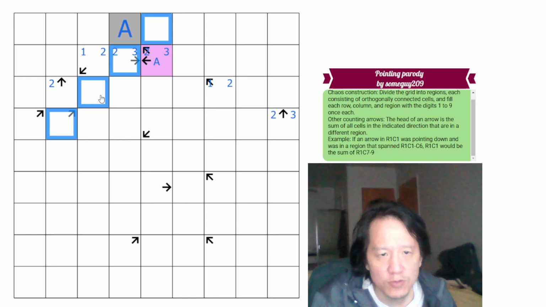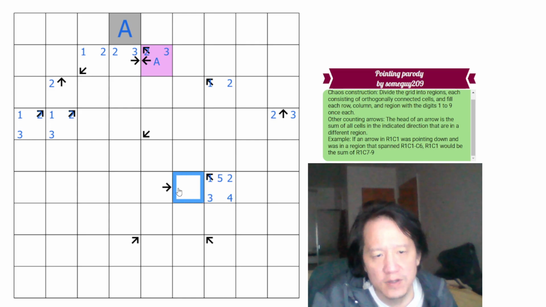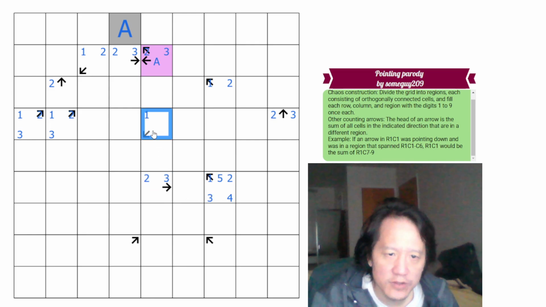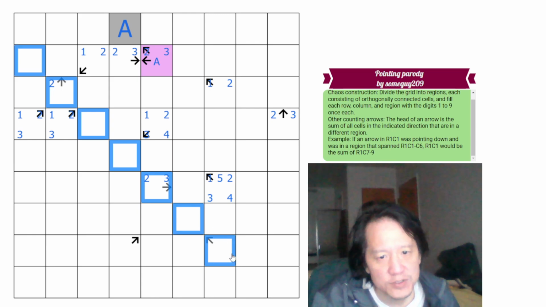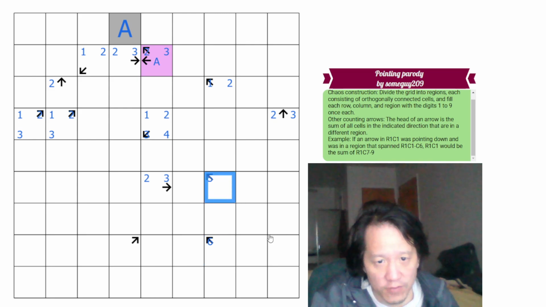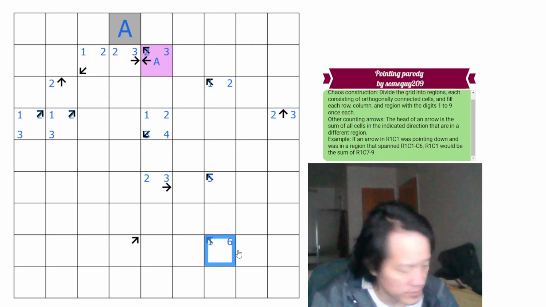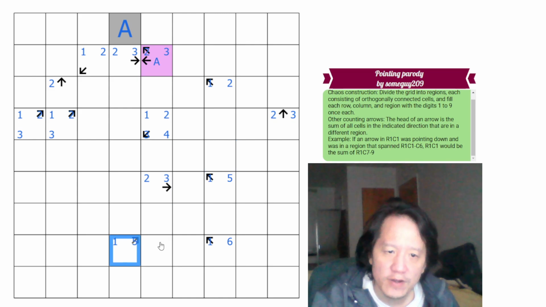This is counting 1, 2, or 3. This is counting 1, 2, or 3. This is counting, could be 1 through 5. This is counting 2 or 3. This is counting 1, 2, 3, or 4. This is counting 1 through 6. So this is up to 6. This is up to 5. So we're going to go 1 through 6, and this is going to be 1 through 5. This is also 1 through 5.